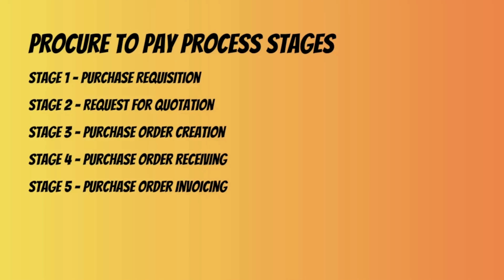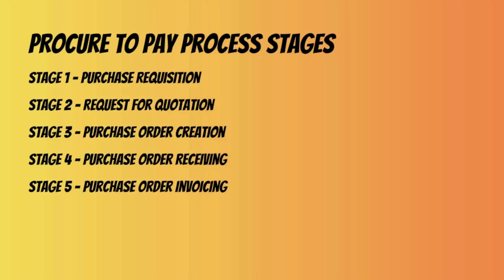Based on the quotes and the purchase requisition, the next stage is to create a purchase order. This is where the details of the purchase are finalized, such as the quantity and the price of the product or service. In D365 FNO, the purchase order can be created in the procurement and sourcing module, and it can be sent to the vendor for confirmation.